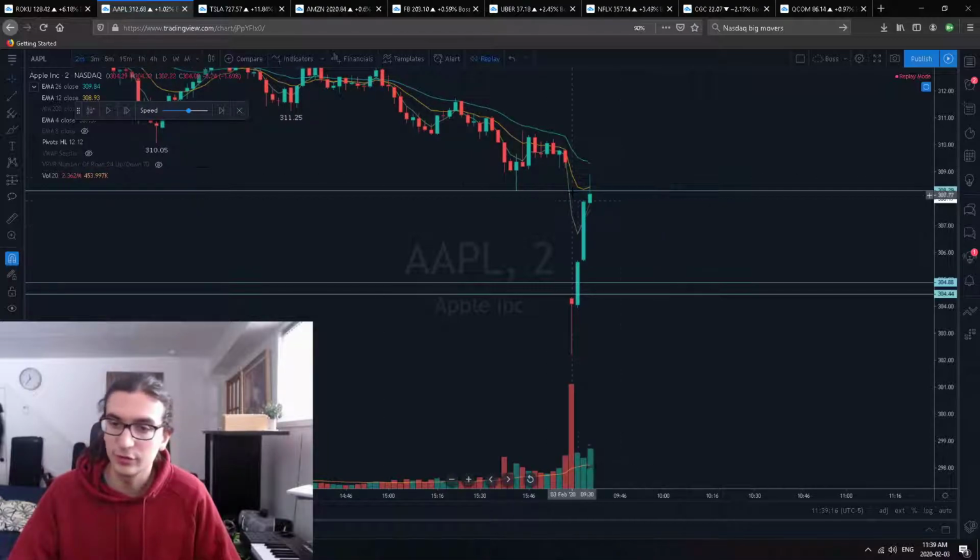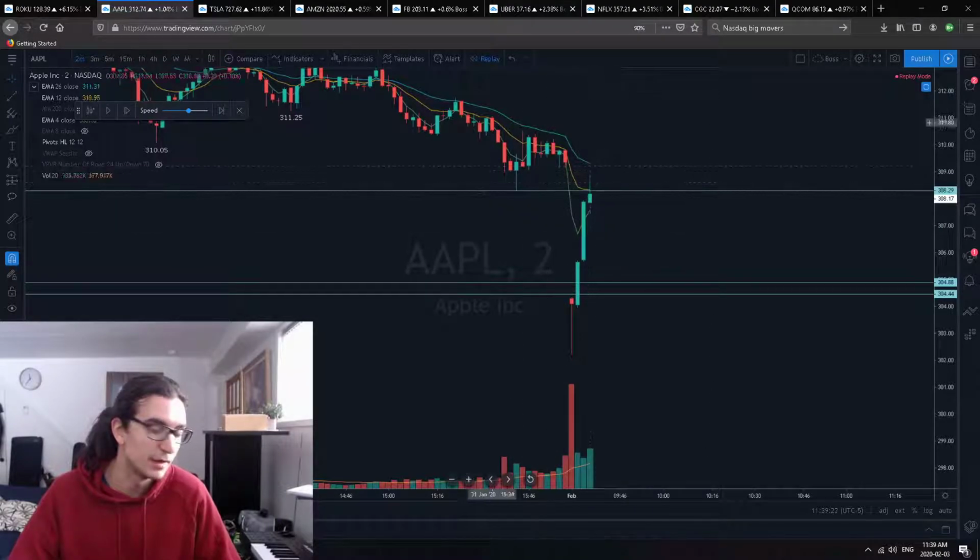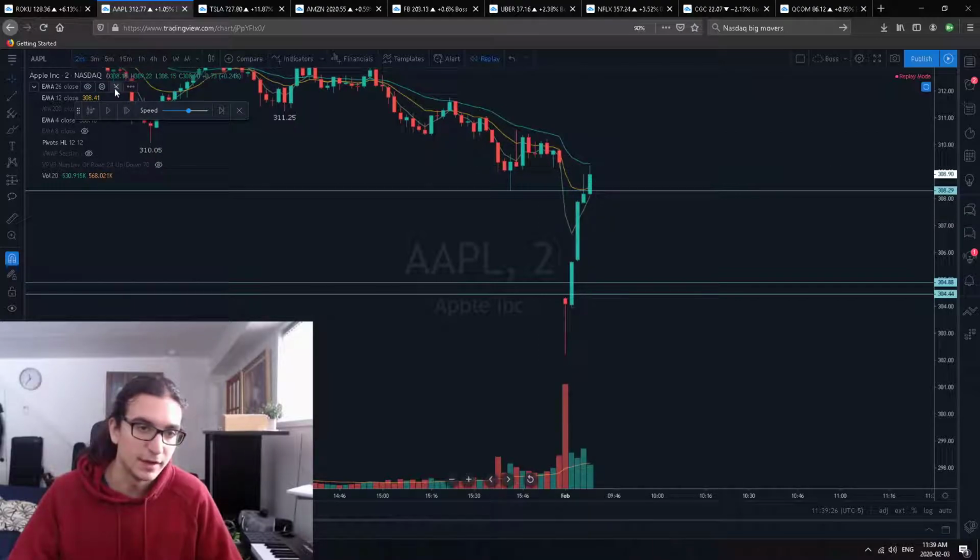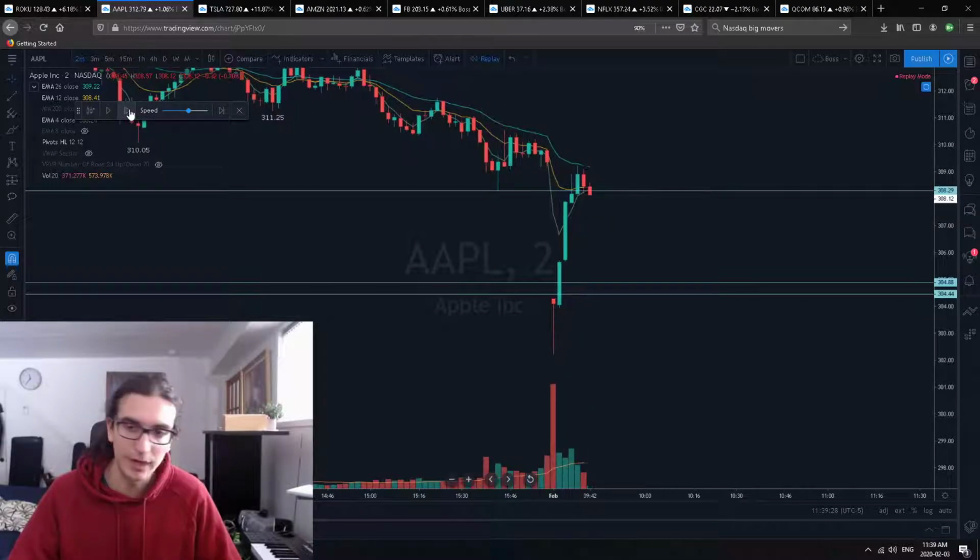I guess that could have been the setup, but basically I bought the break above this candle right here, and my target was just a couple of points higher. It was basically just the high. This support right here is when I scaled out half of it, I believe, and then I scaled out the next half on the next candle. So let's look at what happened after that.